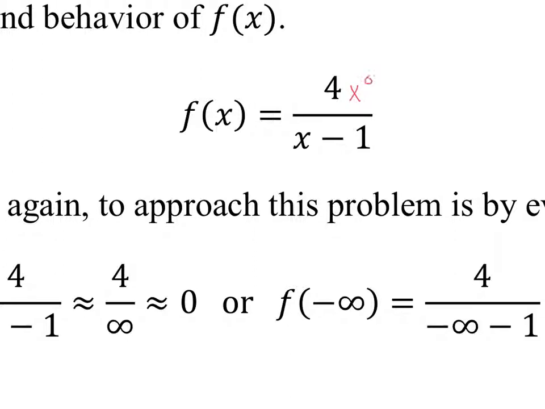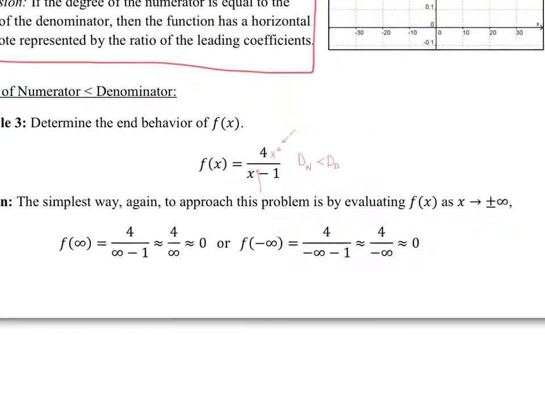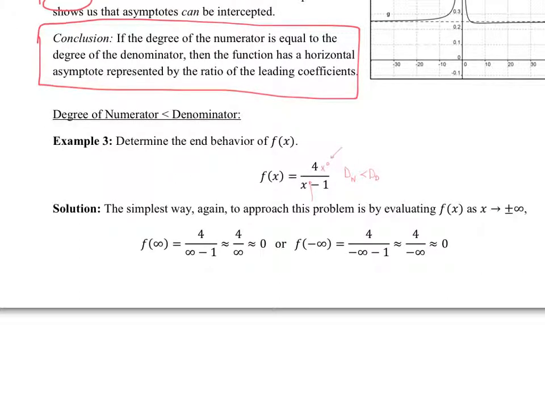It's really like having an x to the zero here. What's x to the zero? One. If it were zero, it wouldn't make sense, right? Can't put a zero there. That's really like a one. If I multiply the top by one, it has no effect. Remember, you can multiply anything by one. It's the same thing. So this degree is really zero. This degree is a degree of one. So the degree of the numerator is less than the degree of the denominator. That's this case that we're looking at right now. Okay, this is case two, right up here.